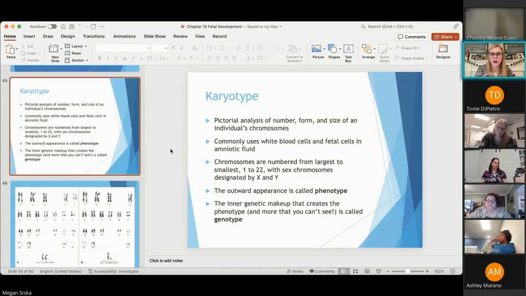When we talk about what we look like from the outside, that's our phenotype. So things like blue eyes and red hair, which I have. Whereas your inner genetic makeup is your genotype. So things that you can't see.